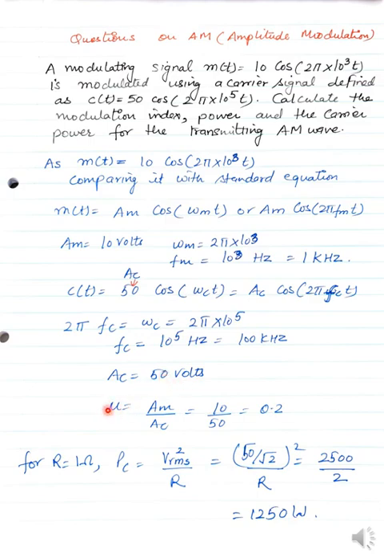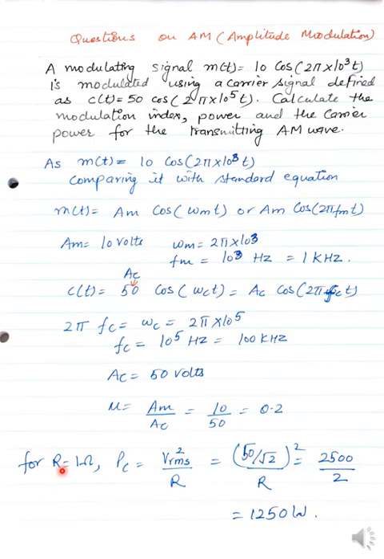So the first thing we need to find out is the modulation index. The formula for it is Am divided by Ac. So it will be 10 divided by 50, which is 0.2. Modulation index means basically how much the amplitude is going to change with respect to the modulating signal.